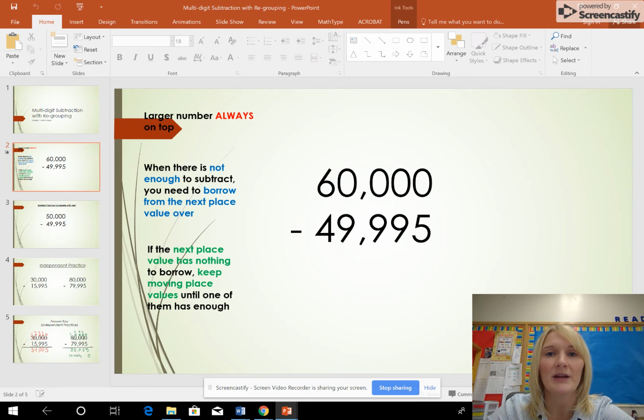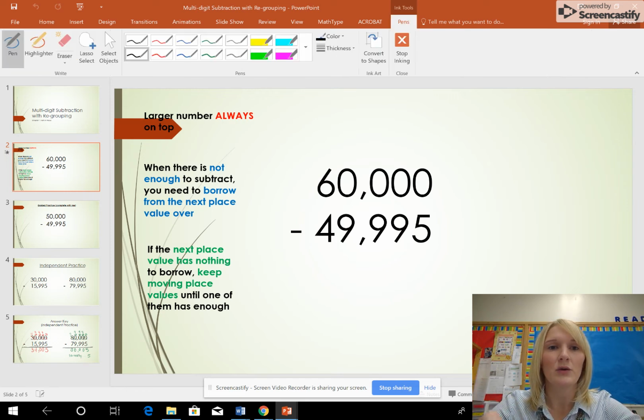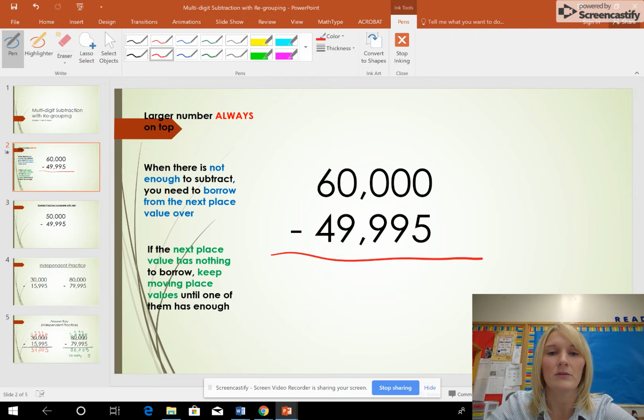For this problem, I just want you to watch me. You don't have to write anything at all. You're just going to watch me solve. I'm going to use a different color so that you can see the work that I'm doing. I'm going to draw a line underneath for my subtraction problem. Again, you don't have to do this one. You'll be practicing in the next problem.